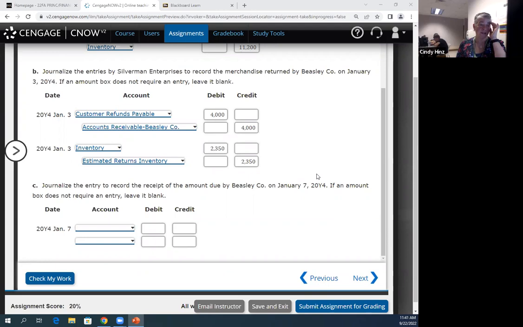So there would have been an adjusting entry at the end of December to reflect the likelihood that some of our customers might return what they purchased from us. The whole reason we do that is to make sure that our income statement for December accurately reflects the revenues that we earned, but also the costs that go into generating those revenues.